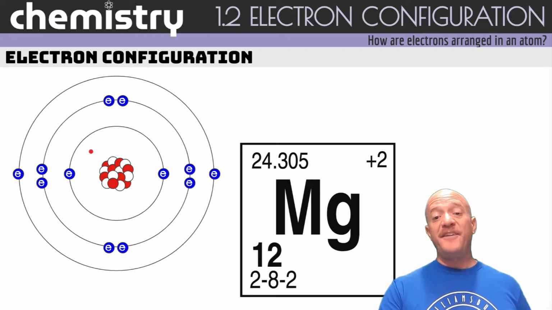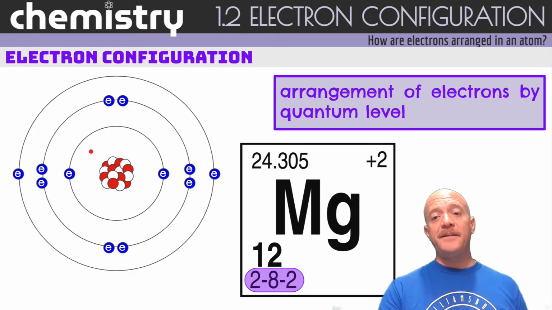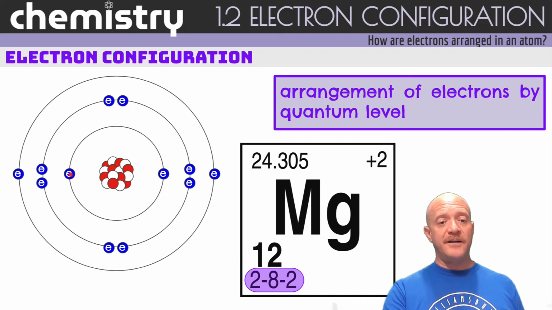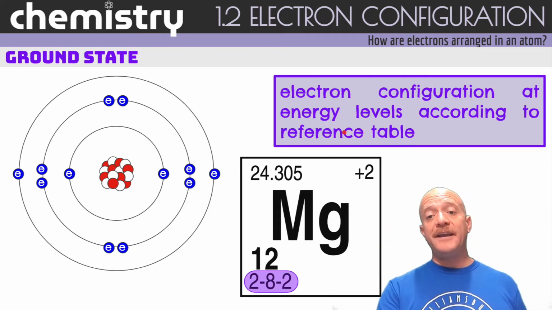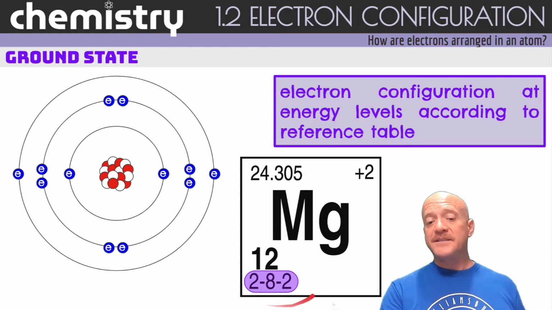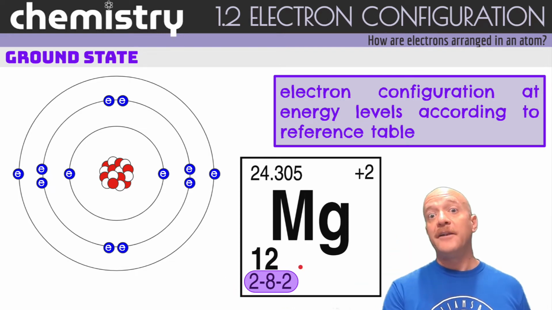Now, the electron configuration is simply the arrangement of the electrons by the quantum level. So we have the first quantum level, and you have 2 electrons. And the second quantum level has 8 electrons, and the third quantum level has 2 electrons. So you have 2, 8, 2. Now, ground state is the electron configuration when the energy levels are according to the reference table. So ground state is like the normal energy level.